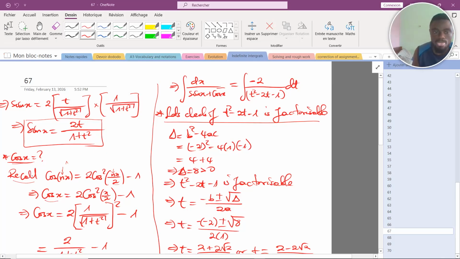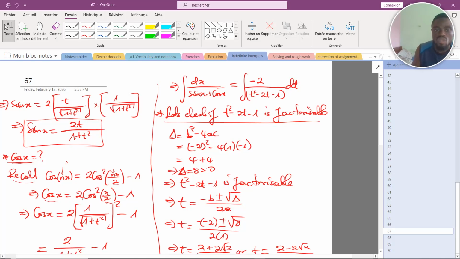X on 2. So I'll recall a trigonometric identity, first of all, that will relate a whole angle to a half angle. I know that cos nx is equal to what? 2 cos square nx divided by 2 minus 1. So for this to become cos x, I'll have to replace n by what? 1. This implies cos x will be equal to what?